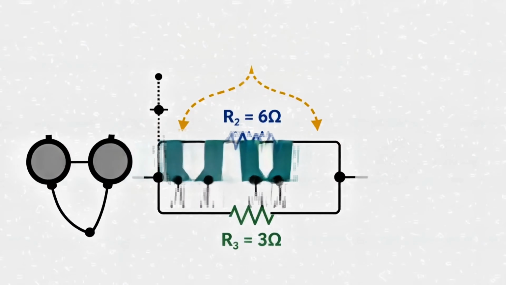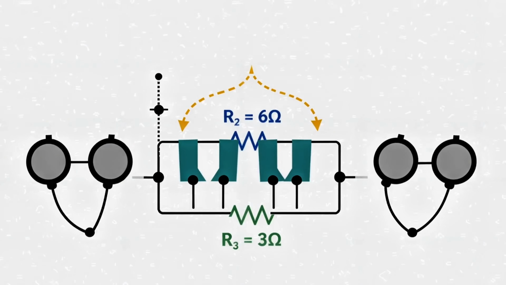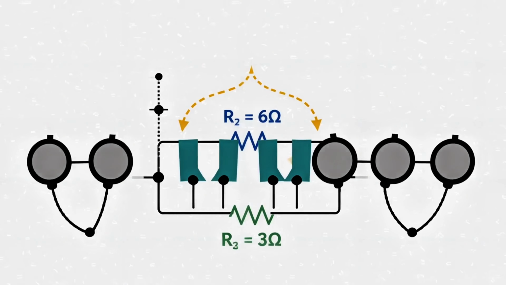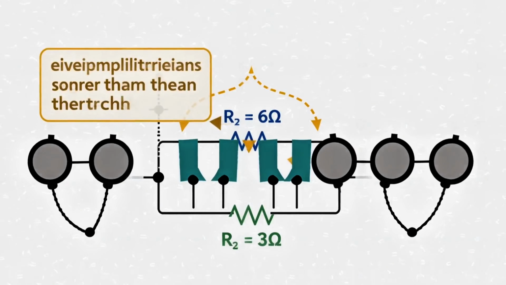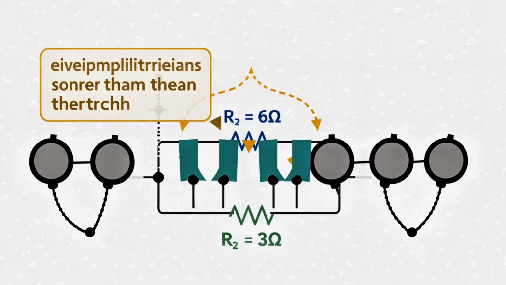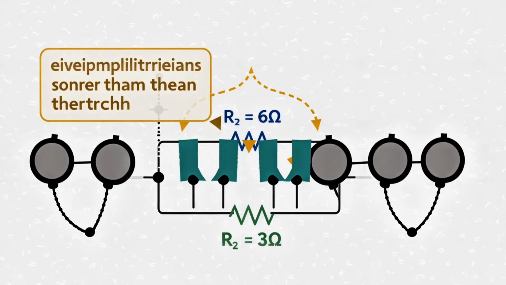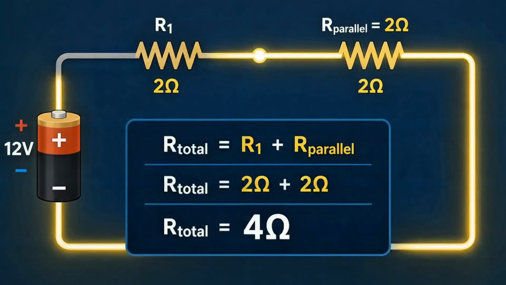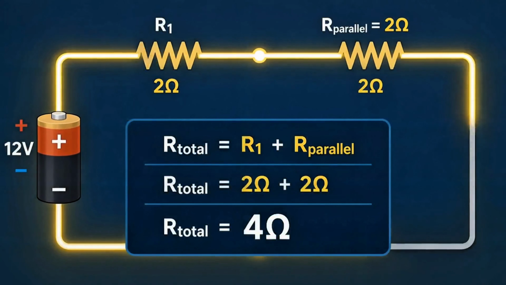Notice something important. The equivalent resistance is smaller than either resistor in the parallel section. That makes sense, because adding another path gives electricity more room to flow. If your parallel answer is larger than the smallest branch resistance, stop and check your calculation. Our complicated-looking circuit has now become very simple.